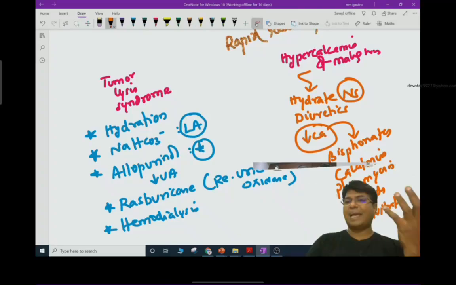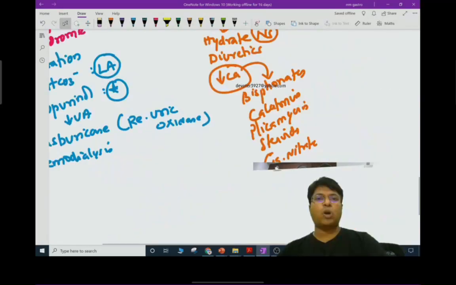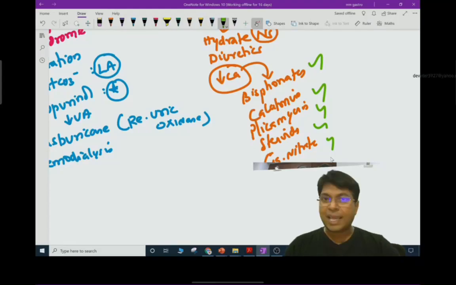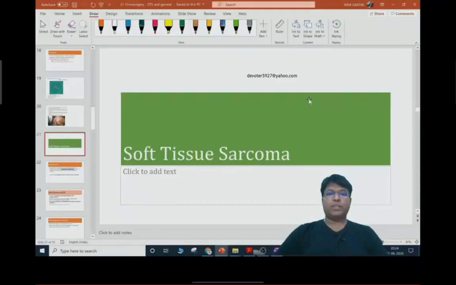So please don't forget, the drugs used to reduce the calcium are bisphosphonates, calcitonin, plicamycin, steroids, and gallium nitrate. Please don't forget these two topics: tumor lysis syndrome and hypercalcemia of malignancy. Whatever you forget, please don't forget there is hypocalcemia in tumor lysis syndrome. There is soft tissue sarcoma.